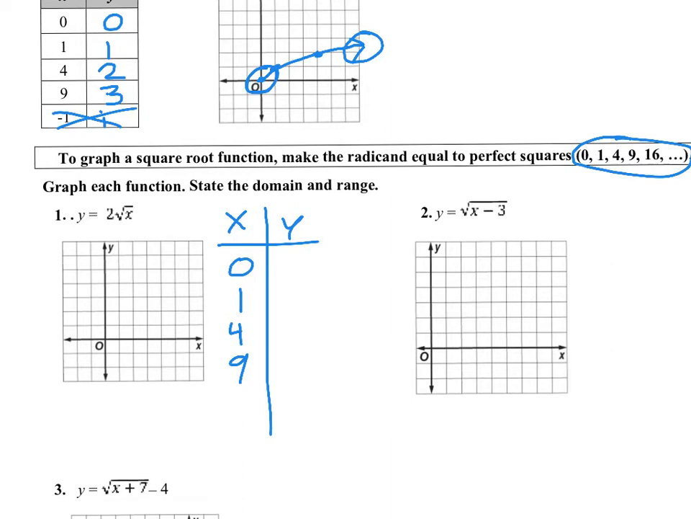So the square root of 0 is 0. Then multiply that by 2, and it's still 0. The square root of 1 is 1. Multiply that by 2, and you get 2. The square root of 4 is 2. Multiply that by 2, you get 4. The square root of 9 is 3. Times 2 makes 6. So we graph these points, 0, 0, 1, 2, 4, 4, and 9, 6 is not going to fit.